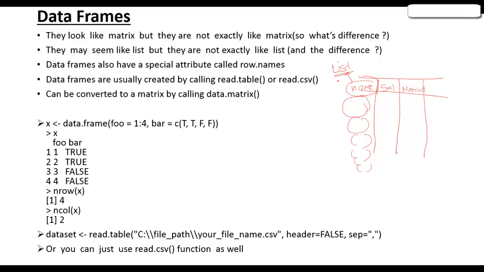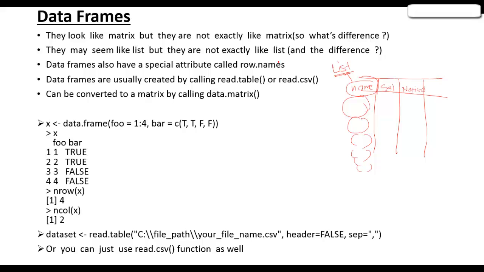And we have already seen how in a list data type you can store different types of data which are not of the same data type. Okay, so this is all about the difference between matrices and, sorry, data frames.